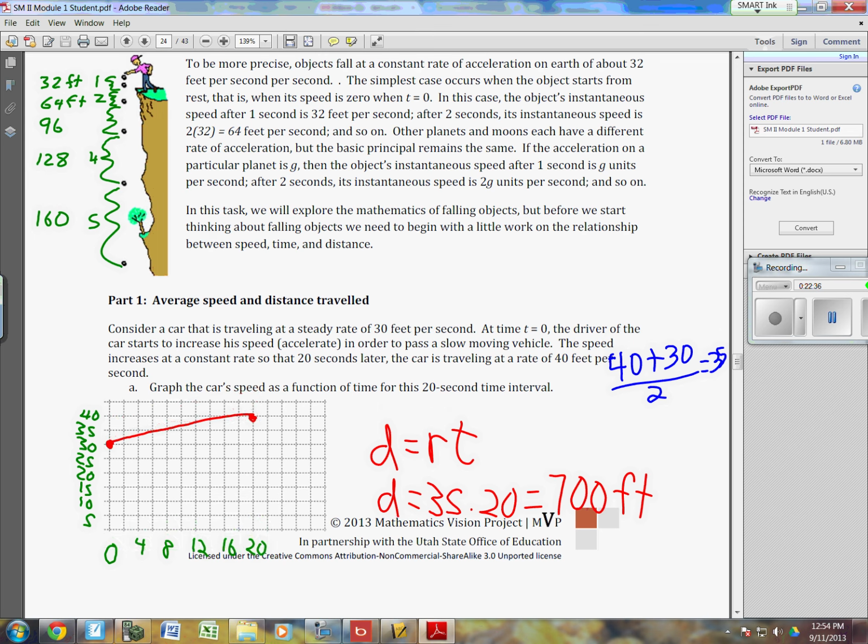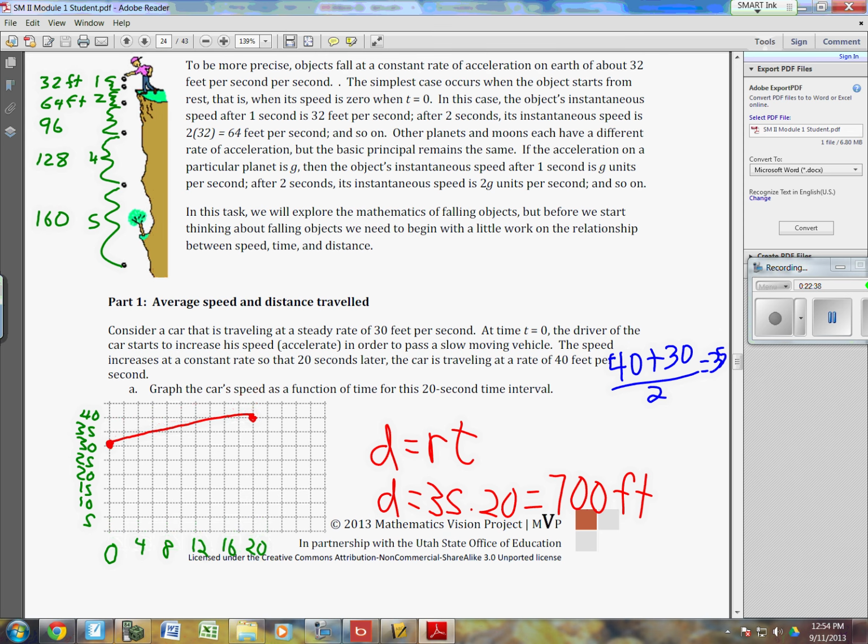Actually, I think I need to go down a little bit, right there. Okay. Do you remember we found out we could find the area under the curve? If I found that area right there, that area was 700, right? Because we could break it down into a rectangle and a triangle.